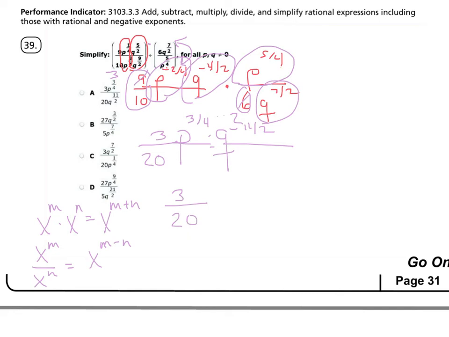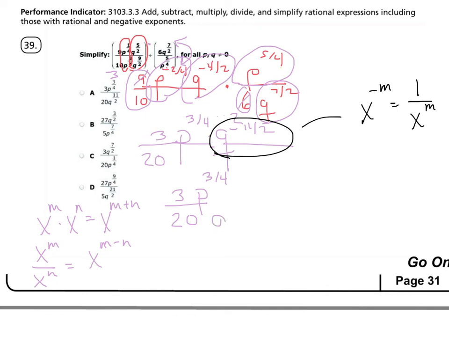So 3/20 does not reduce. We have p to the 3/4 in the numerator. And then anytime we have a base with a negative exponent, just remember that we can rewrite it by flipping that into a fraction and making the exponent positive. So that means our q can go in the denominator, and that exponent is now going to turn into a +11/2. So that means our answer is A.